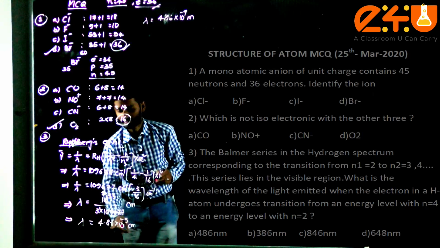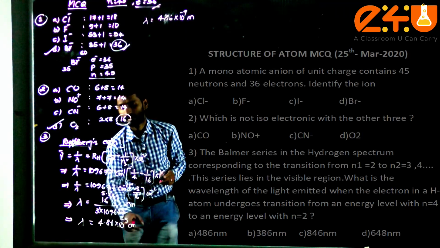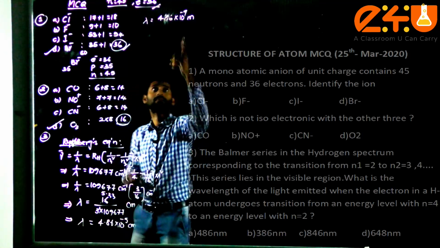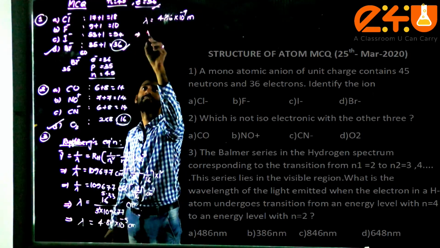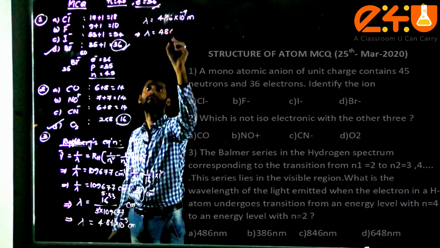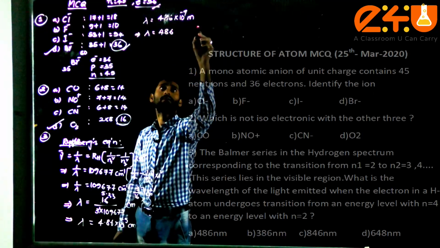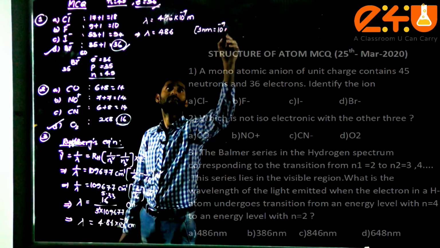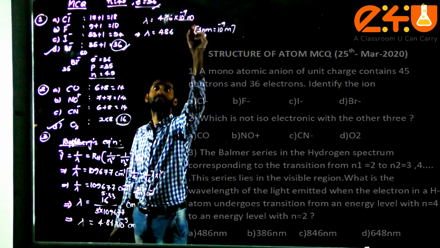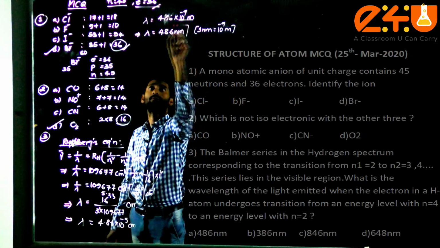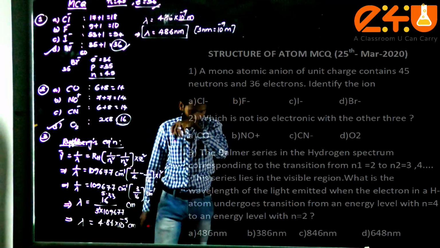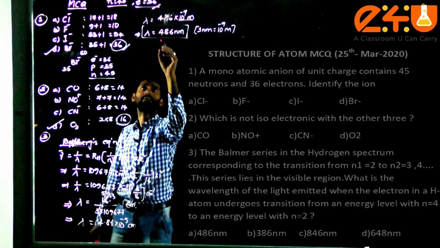Now I have taken the digit towards the right, and again I can raise the digit from minus 5 to minus 9 here in terms of meters. That implies lambda is equal to 486. Since we already know 1 nanometer is equal to 10 power minus 9 meters, I can write it in nanometers. Lambda is equal to 486 nanometer. What is the option here? Option A.